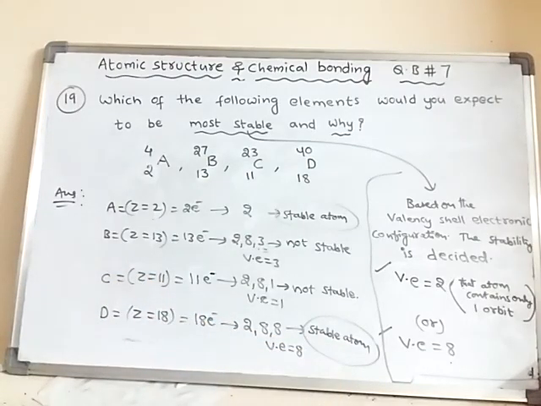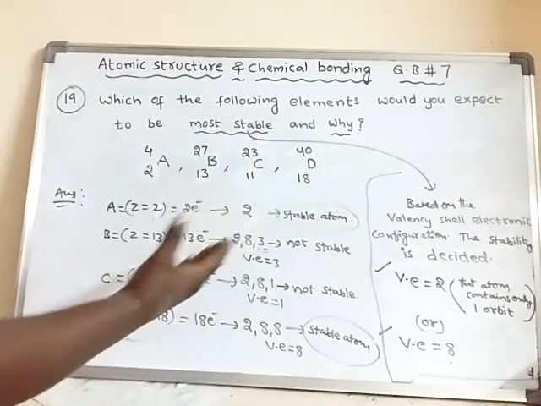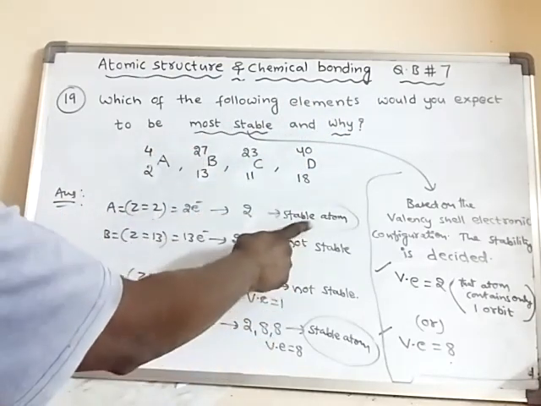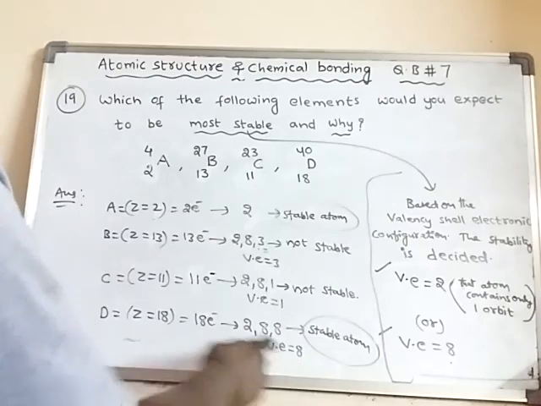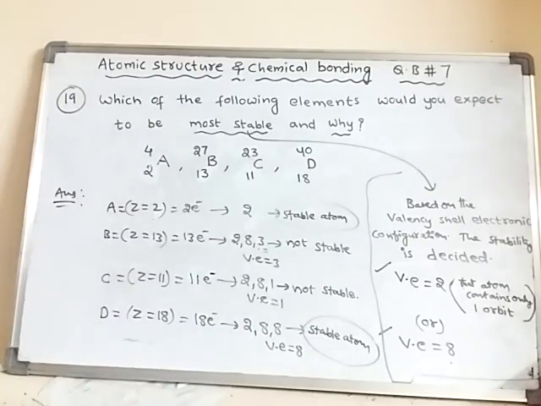In this way we can decide the stability of an atom. What is the reason why this is most stable? Because of its stable electronic configuration. As these atoms possess a stable electronic configuration, they are said to be stable atoms. In this way we can explain the stability of these atoms.